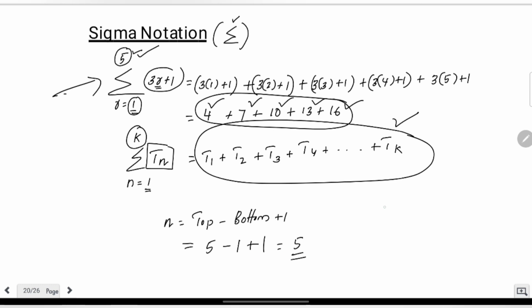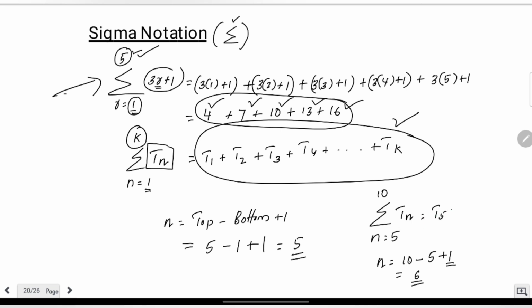Is it clear? For example, another sigma notation, n is equal to 5 to 10. When you expand this one, I'm just talking about the number of terms. How many terms are there? N is equal to top, which is 10, minus bottom, which is 5, plus 1. Remember, plus 1 is part of the formula for finding n. So it's going to be 10 minus 5 plus 1, which is 5 plus 1. 6 terms are there.